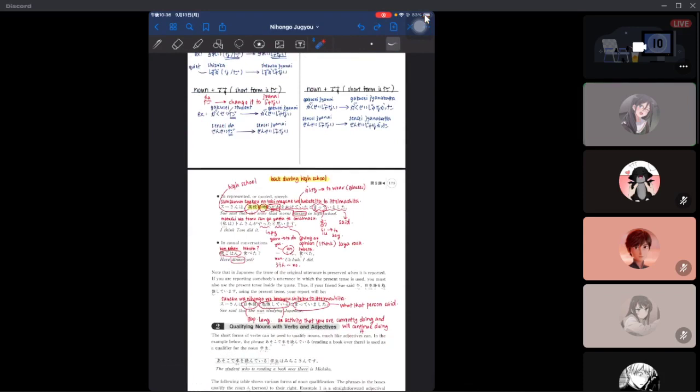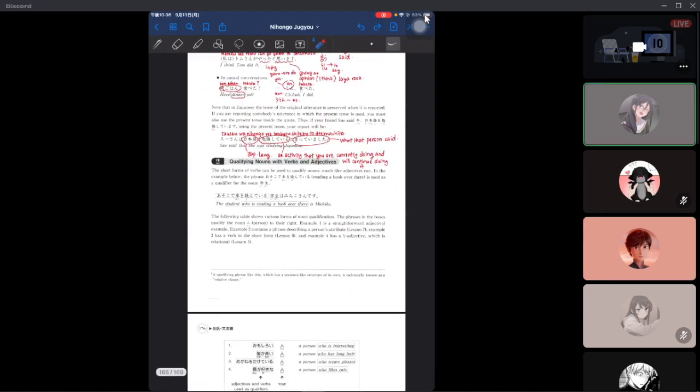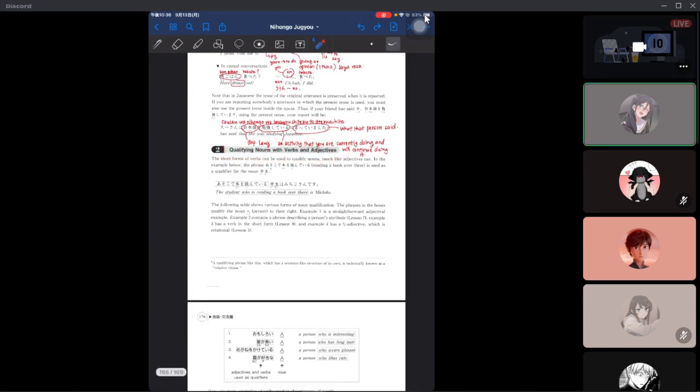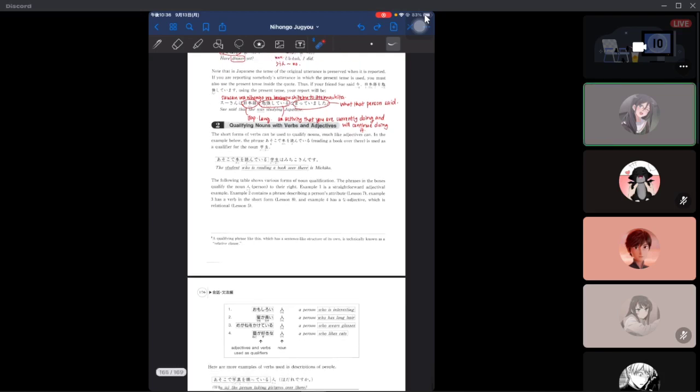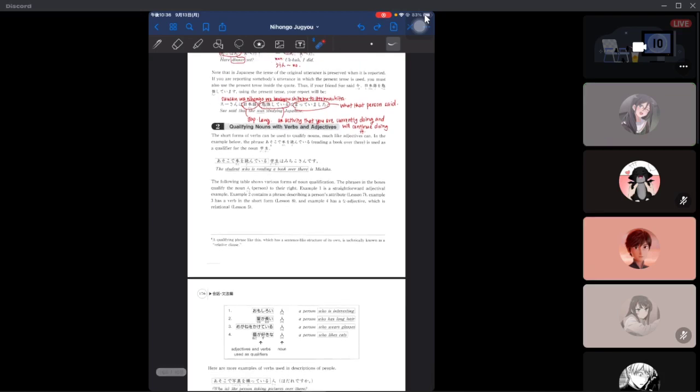Next class we'll be learning about qualifying nouns with verbs and adjectives, which is used for modifying a noun to make it more specific. So basically, we're covering modifying clauses next week. Oh, it's going to be a field day next week. It might be a bit confusing for some people, but I'm pretty sure we'll get through it.